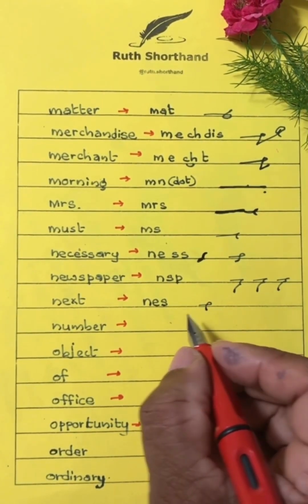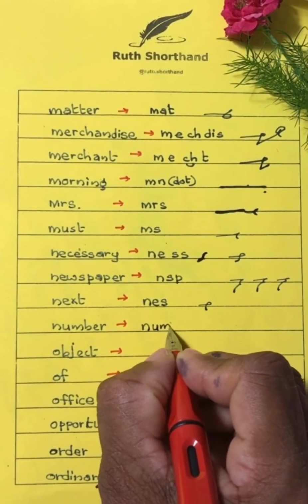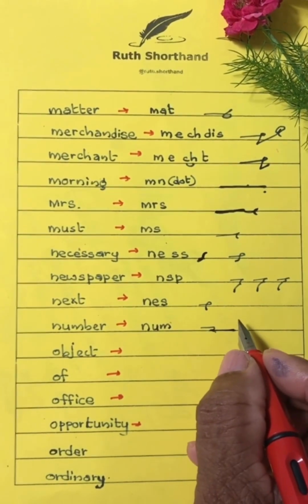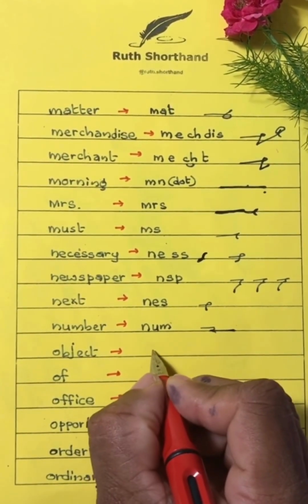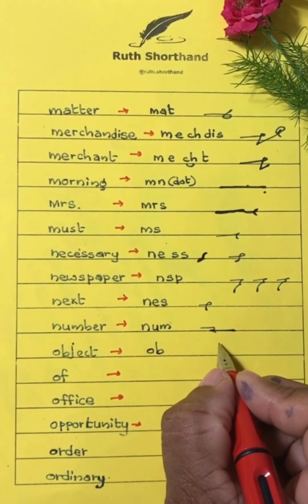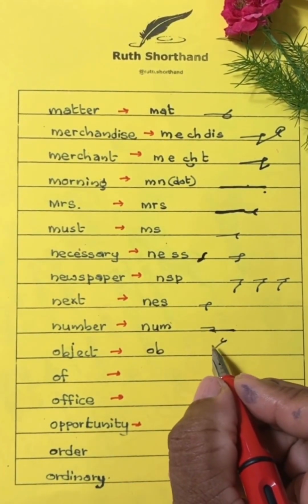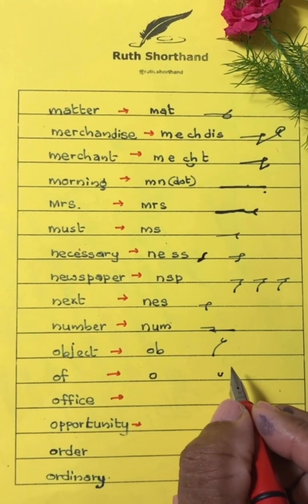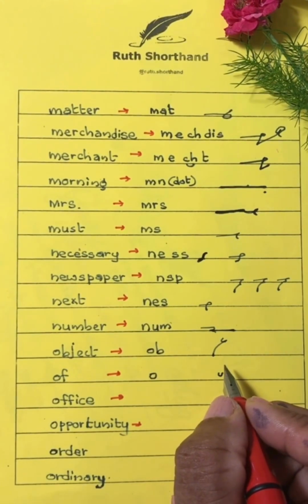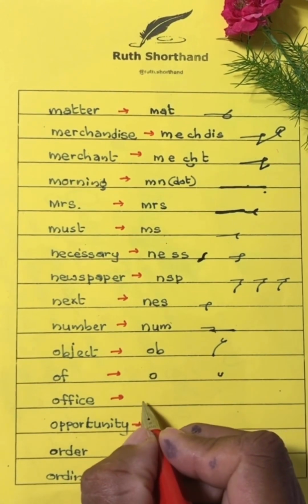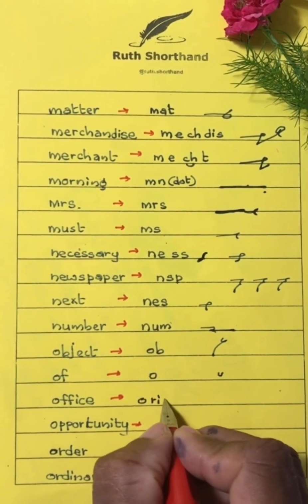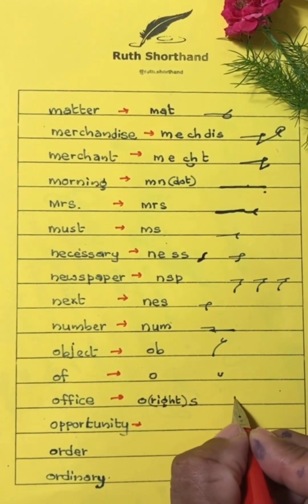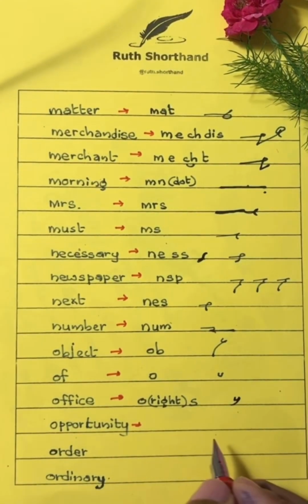Number, N-U-M, number, this is M. Then object, O-B, object, only O. O is of. Office, O is right, O is office.